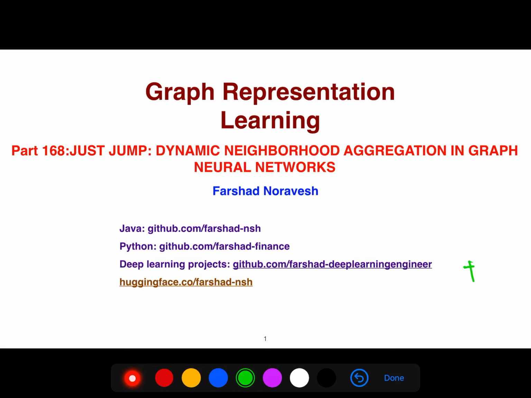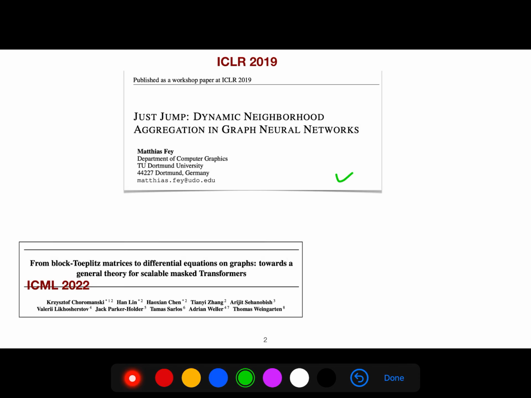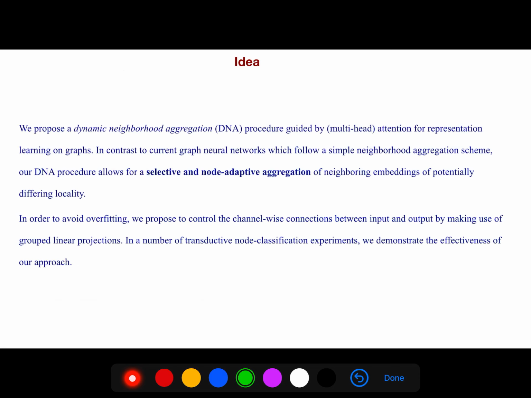So today I'm gonna be explaining this important paper with the title Just Jump: Dynamic Neighborhood Aggregation in Graph Neural Networks. This is a paper from 2019. We propose a dynamic neighborhood aggregation procedure guided by multi-head attention for representation learning in graphs, in contrast to current graph neural networks which follow a simple neighborhood aggregation scheme.